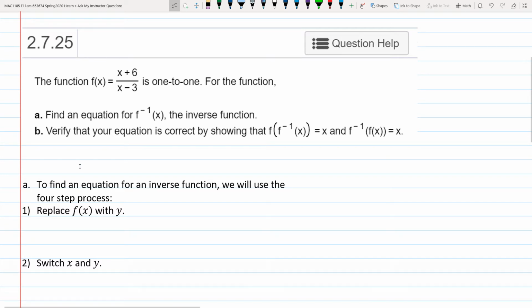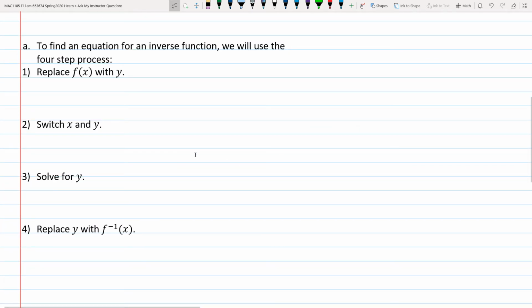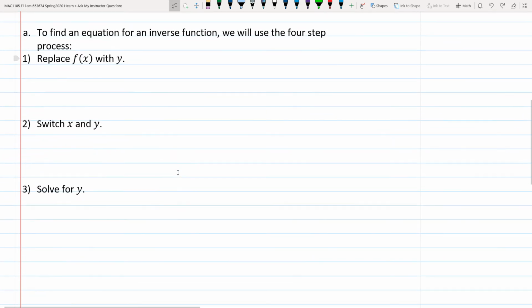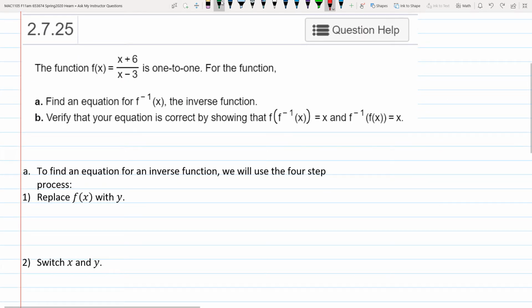To start with, for part A, we're going to follow a four-step process to find the inverse. We know the inverse exists because we're told the function is 1 to 1. So the four-step process we'll use is to replace f of x with y, switch x and y, solve for y, and then replace y with f inverse of x. So let's start by copying down our function, except we're going to replace f of x with y. It's just easier to use y notation. So we're going to say y equals (x + 6) over (x - 3).